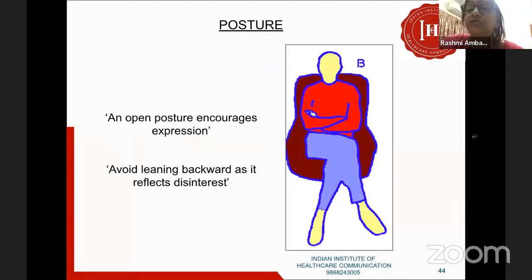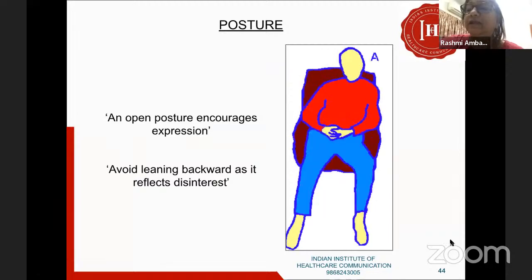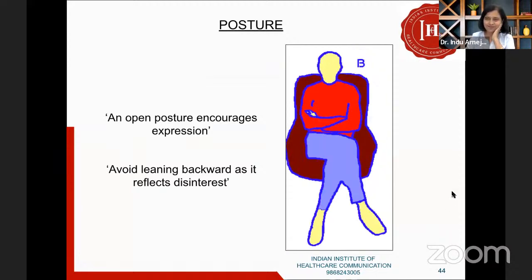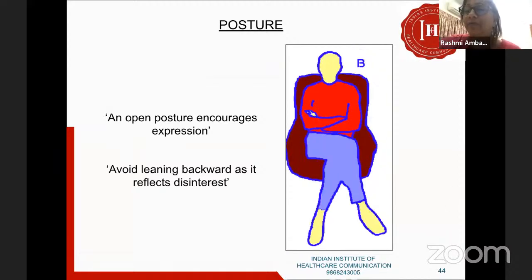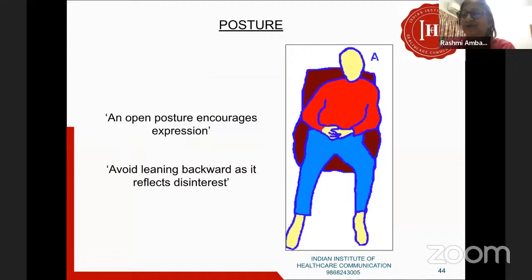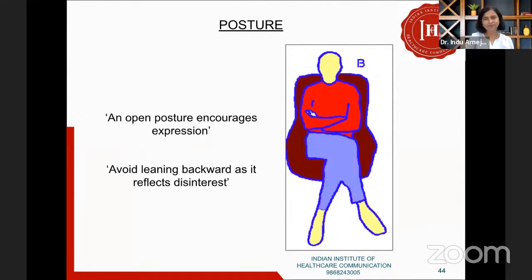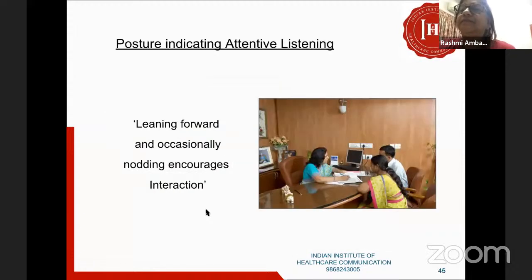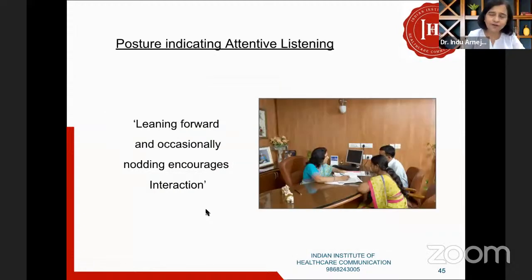Because the first one shows a very casual posture, the A one, I think. Absolutely. And the second one, there's probably a disconnect, when you fold your hands and you sit, it is an unapproachable kind of posture. Thank you for saying that. So when you lean forward and occasionally nod, that shows that you are listening, you are interested to listen.